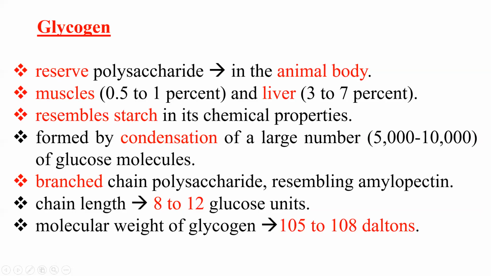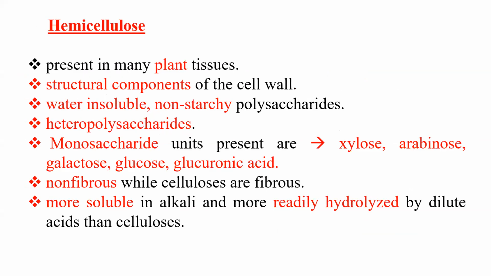Now glycogen. This is a reserve polysaccharide exclusively found in the animal body, in muscles as well as liver. It resembles starch in its chemical properties and is formed by condensation of a large number, ranging from 5,000 to 10,000, of glucose molecules. It is a branched chain polysaccharide resembling amylopectin. Its chain length is 8 to 10 glucose units, and the molecular weight of glycogen varies from 10^5 to 10^8 daltons.